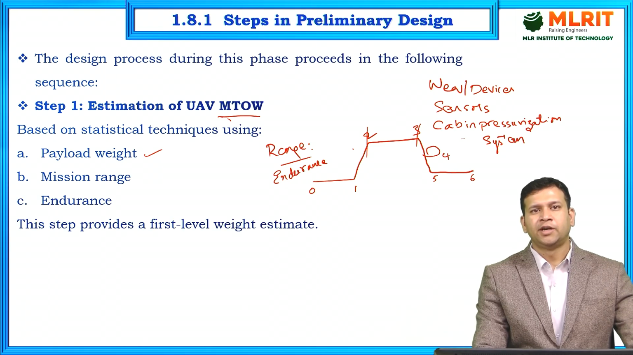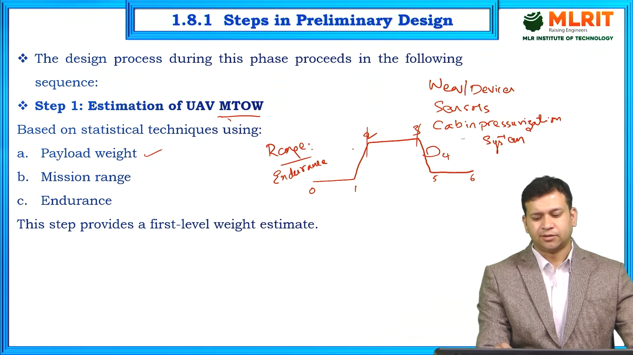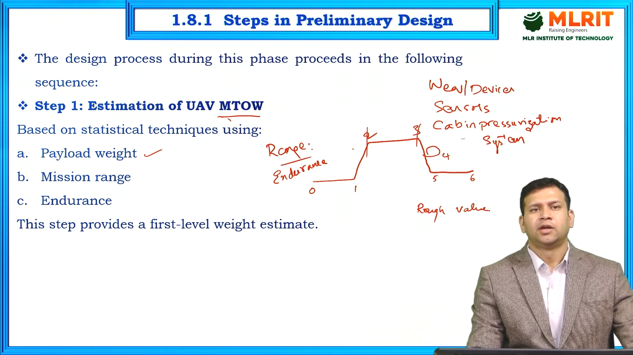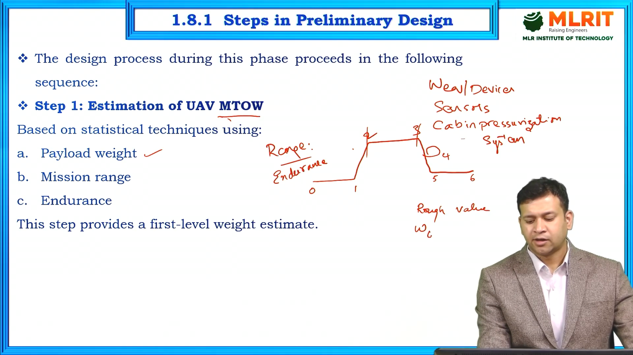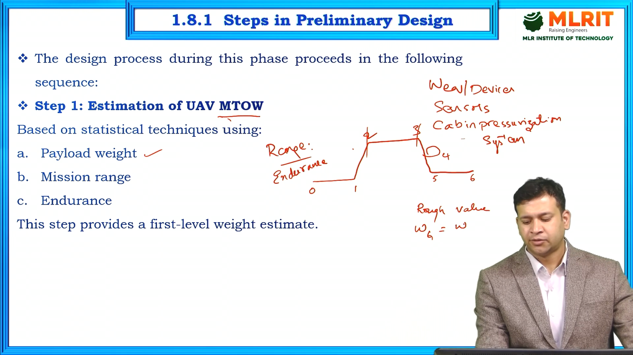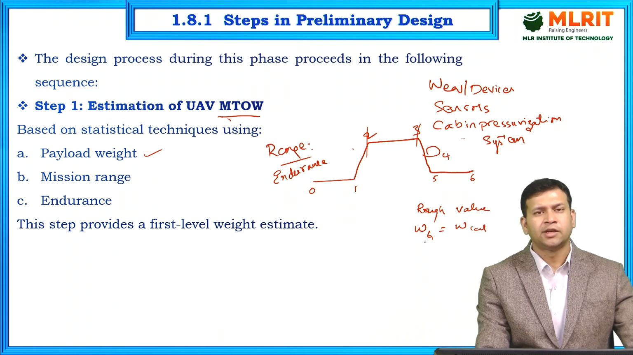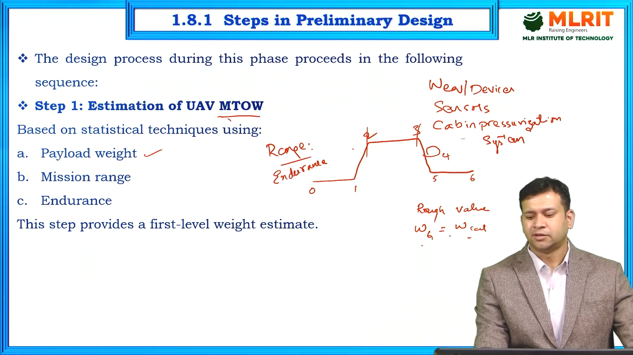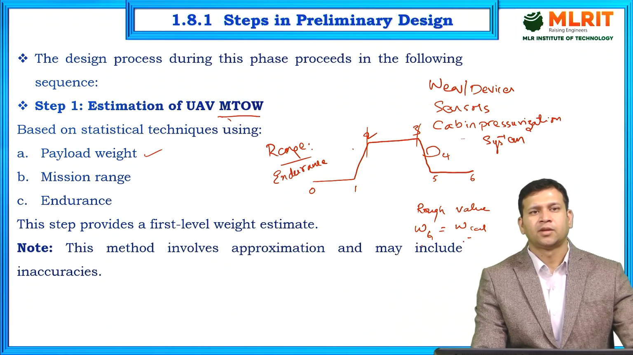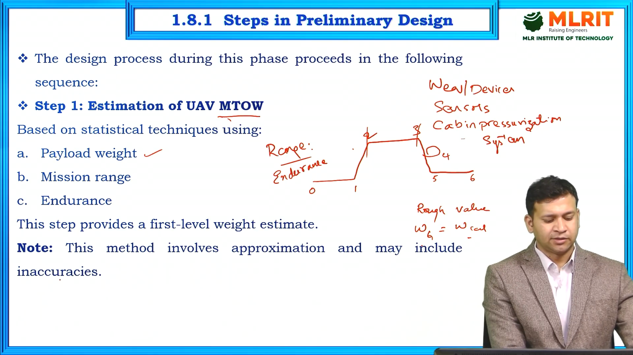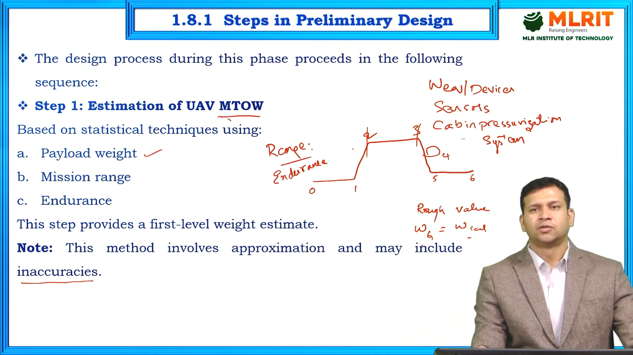These steps provide a first level weight estimate. This will give you a rough value, and till the guess value is equal to the calculated value, we'll continue this process. Once the guess value is equal to the calculated value, then we'll stop the iteration. This is an iterative process. This method involves approximation and may include inaccuracies. So for that reason, we go for iterations.